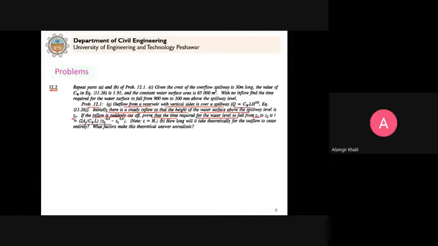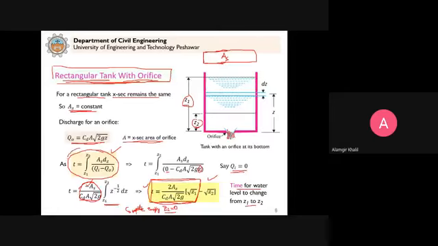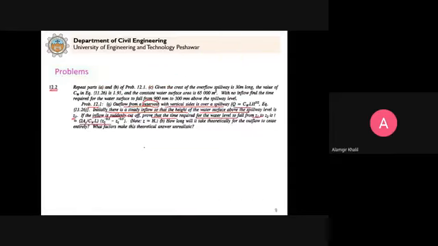This is the equation for the time for the water level to drop from one level to another for a reservoir, for a dam. So you need to derive this equation. How can we do it? Same as before. You just need to simplify this equation, and you will get that specific equation for a reservoir with a spillway.